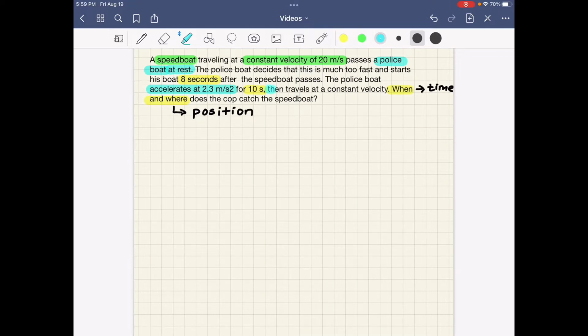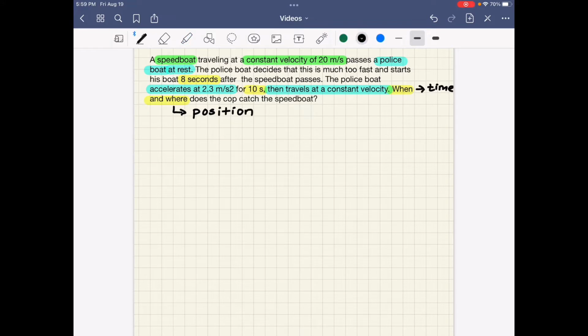Then the police travels at a constant velocity. So if we pick the reference frame of the police, we have the police at rest when he decides if he's gonna get the boat or not, like catch him. Then we have when he's accelerating. Then finally we have when he's going at constant velocity. So it's like 3 parts.